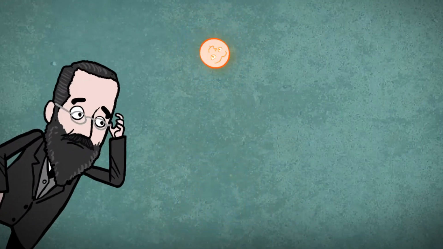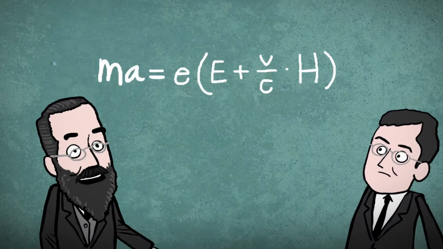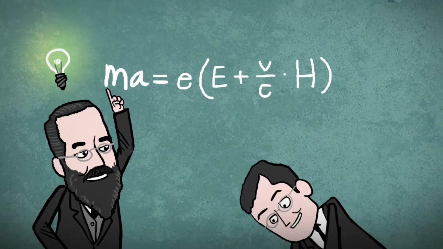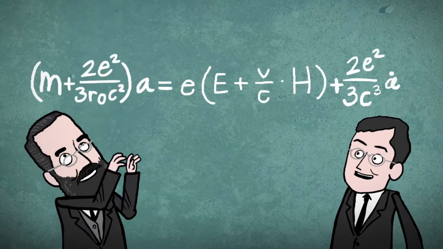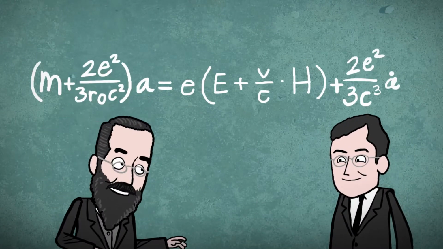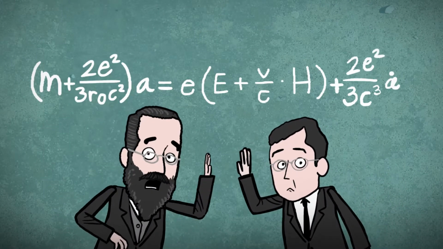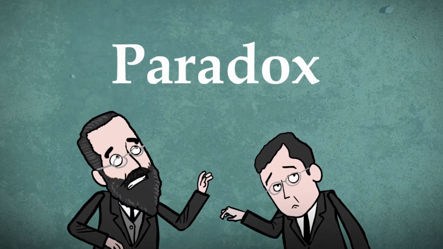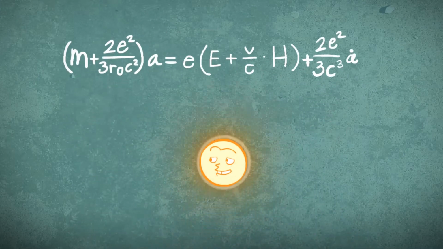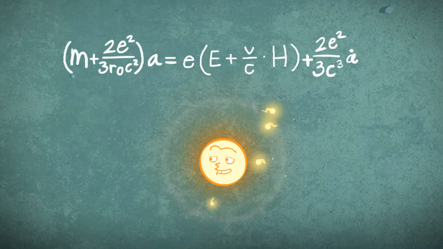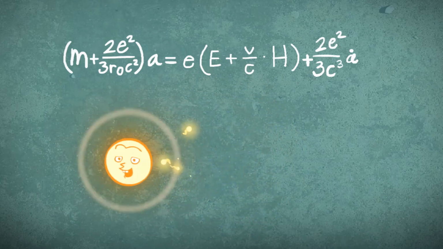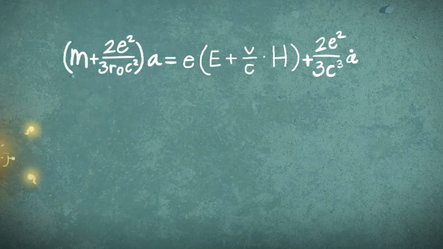To solve this weirdness, Abraham and Lorentz used Newton's equations and inserted the Larmor radiation force term. But the Abraham-Lorentz equations created a new problem, a paradox. According to the new equations, charged particles emit radiation that creates a self-force on the particle and accelerates it.